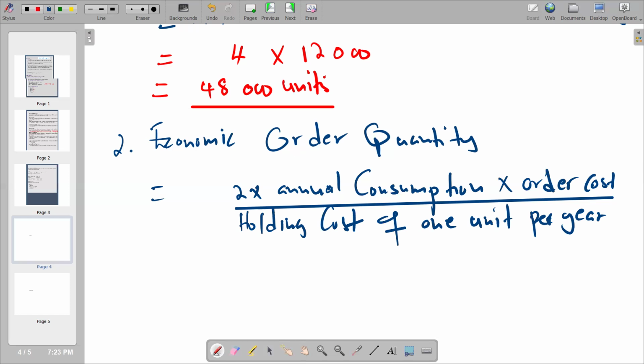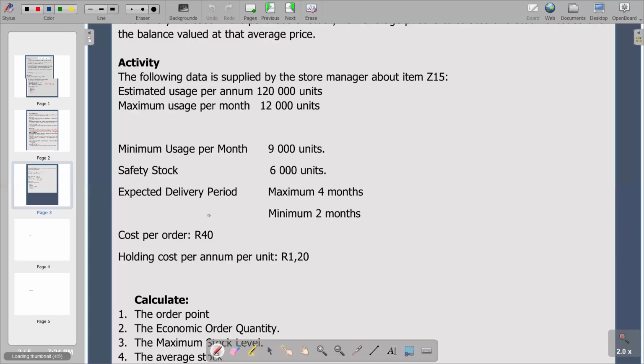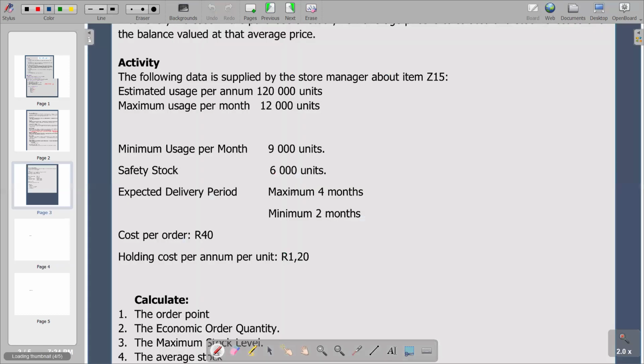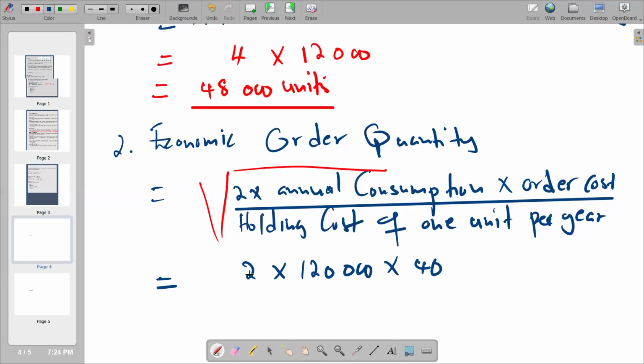So now we are supposed to find the root of the answer that we get there. Root, the answer that we get, then we make it a root. So basically that's what we have. So we move on to now plug in the terms. The annual consumption per annum is 120,000. And for the order cost per order, we're given it as 40 rand. So you multiply by 40, and it becomes the numerator.